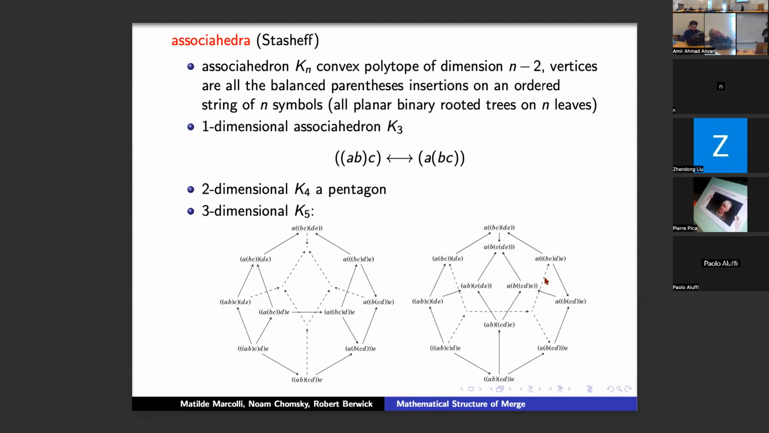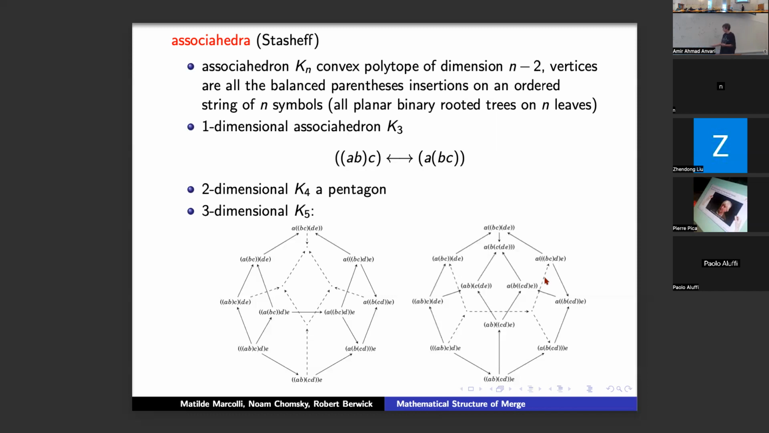And so in this case, the associahedron is a one-dimensional thing that tells you that you have only two possibilities, so you have two vertices, and you have an edge between them. An edge means one of these switches of bracketing that corresponds to one associativity relation that you need to do in order to pass from one to the other.